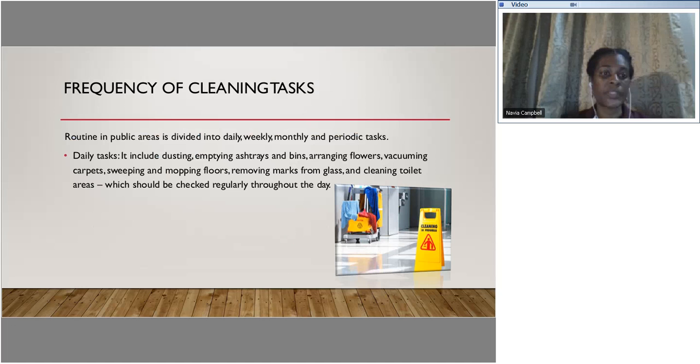Frequency of cleaning tasks. Routine cleaning in public areas is divided into daily, weekly, monthly, and periodic tasks. Daily tasks include dusting, emptying ashtrays and bins, arranging flowers, vacuuming areas where necessary, sweeping, mopping floors, removing marks and smears from glass, and cleaning toilet areas, which should be checked regularly throughout the day.